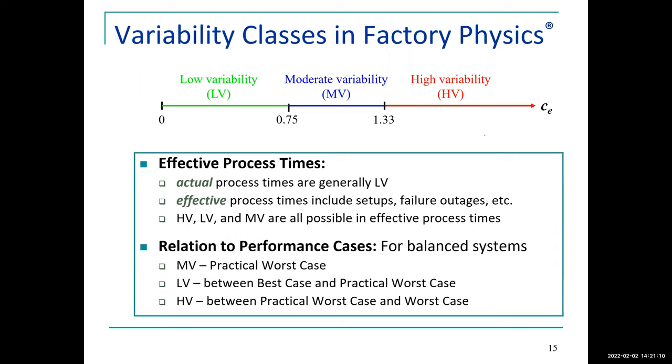So here are the variability classes in Factory Physics. Again, we are illustrating those in color now. And the effective process time is the actual process time. Typically, those are low variability. The effective process times include setup, failure, outages. High variability, low variability, and moderate variability are all possible in effective process time. The relation to performance cases for balanced systems: moderate variability is associated with the practical worst case. Low variability is between best case and practical worst case, and high variability is between practical worst case and the worst case.